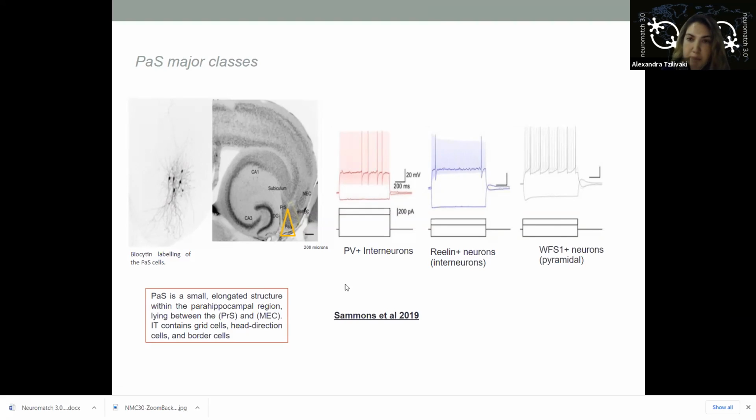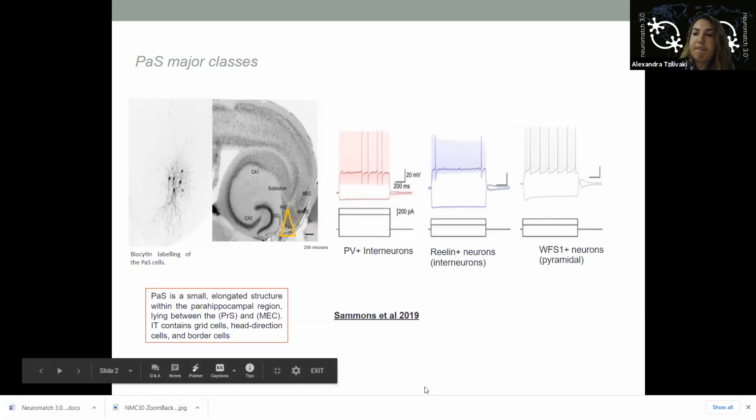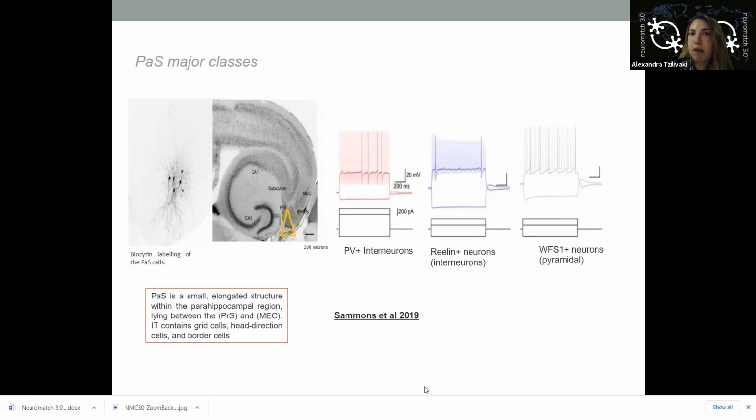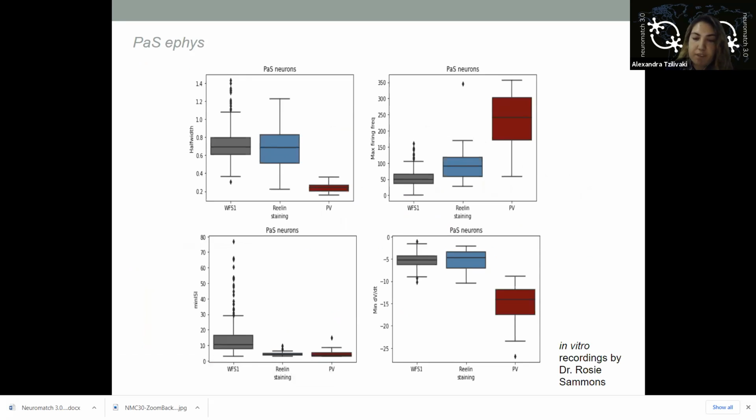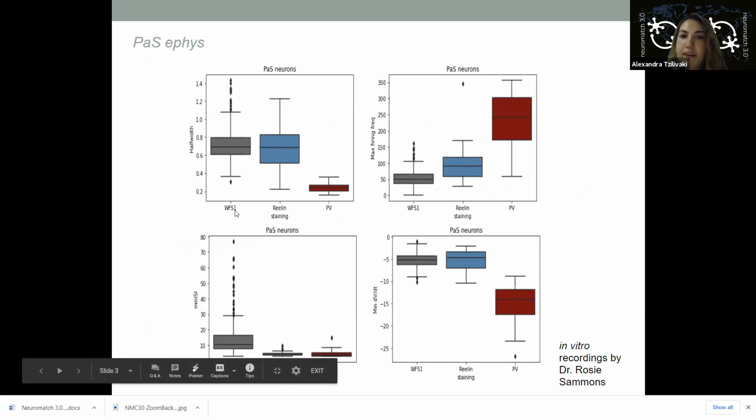Specifically, parasubicular neurons can be mainly divided into three major classes: the parvalbumin positive interneurons, the Reelin-positive interneurons, where the Reelin cells most of the time are inhibitory interneurons as well, and the WFS1 positive neurons that correspond to the parasubicular excitatory pyramidal neurons. Here you see some examples of typical electrophysiological values across the three main classes, the PV interneurons, the Reelin, and the excitatory WFS1 positive cells.